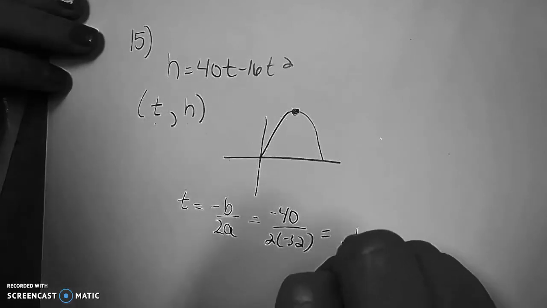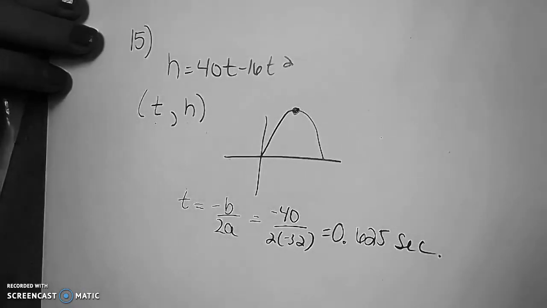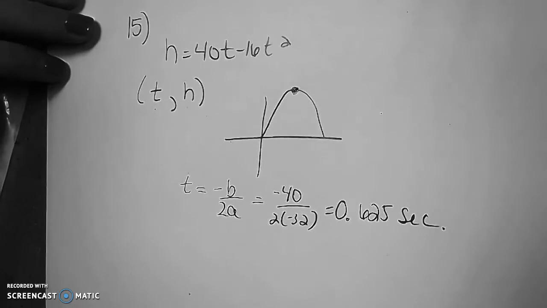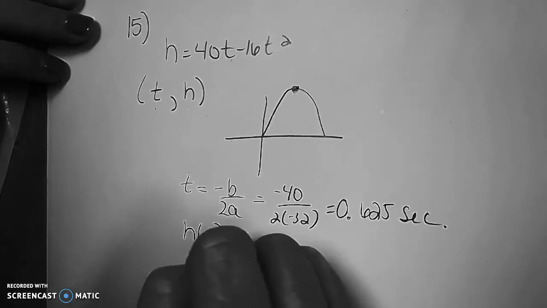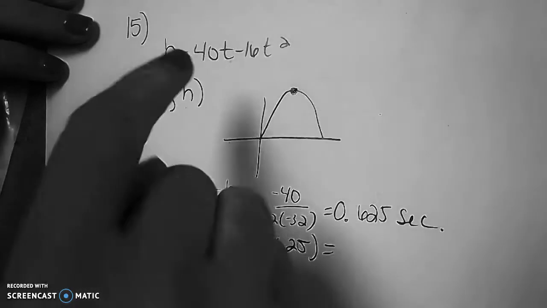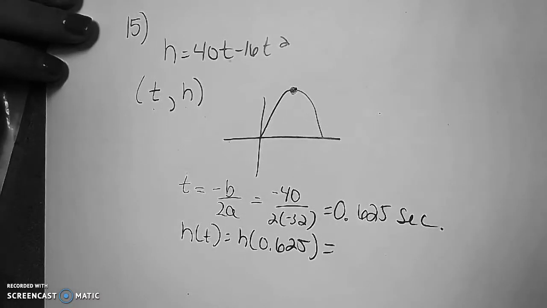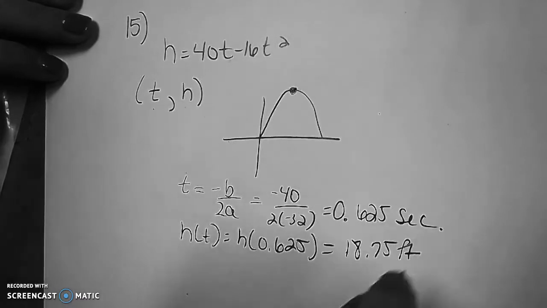And I'm getting 0.625, and that is going to be in seconds. So that's at what time it reaches the maximum height. Then it asked me to find that maximum height. So in order to do that, I'm going to plug 0.625 into my function. And you're getting 18.75 feet.